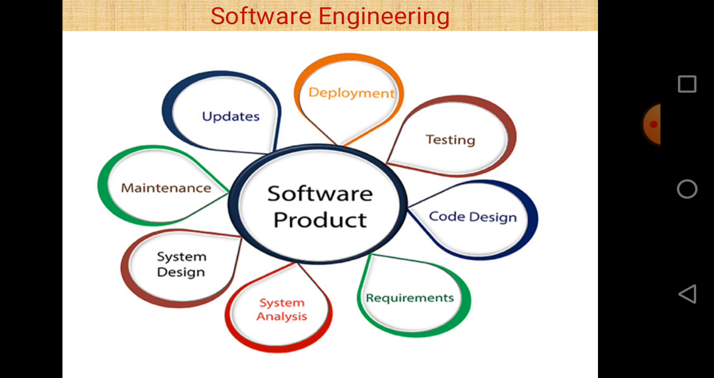Now, this is the part of a software product. We have requirements, then system analysis, then system design, code design, testing, deployment, update and maintenance. So these are the different phases of software development. I repeat again: requirements, software analysis, system analysis, system design.